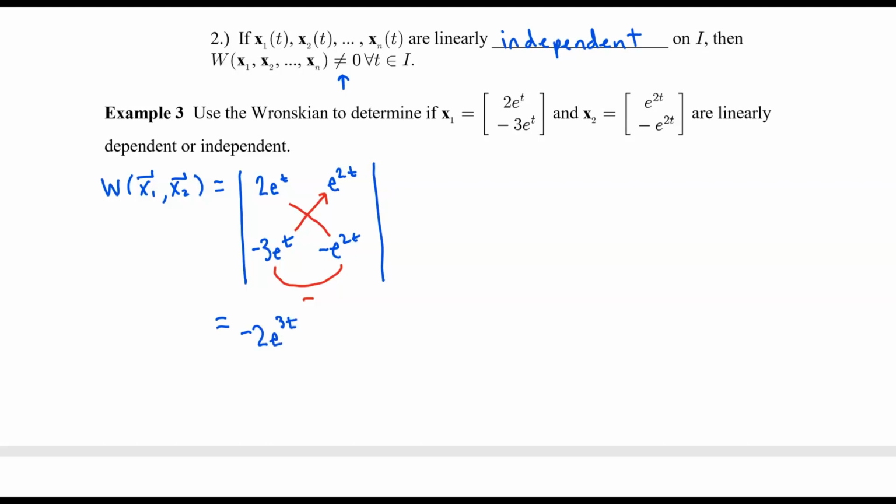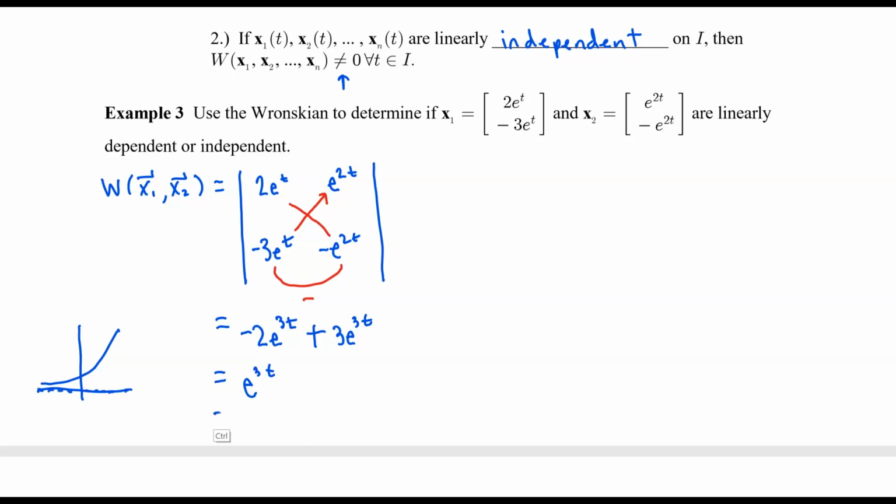Remember, we're multiplying like bases, so we add the exponents. We get negative 2e to the 3t minus negative 3e to the 3t. So simplifying, we end up with e to the 3t. Think about the graph of e to the 3t. It's an exponential function. It has a horizontal asymptote on the x-axis.